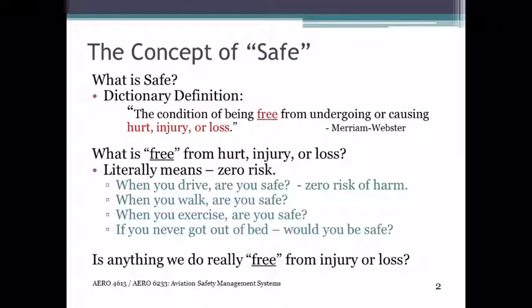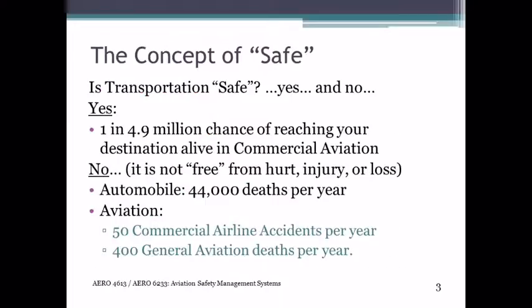No. When you drive, are you safe? You can crash. When you walk, you can trip. When you exercise, you can pull a muscle. If you never get out of bed, you risk lethargy, bed sores, diabetes, weight gain, and a plethora of other unhealthy phenomena. So let's move this concept of safe into our world of transportation.